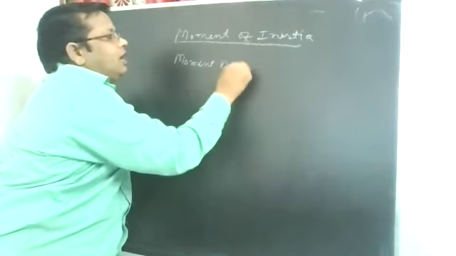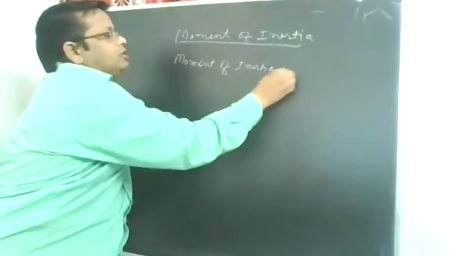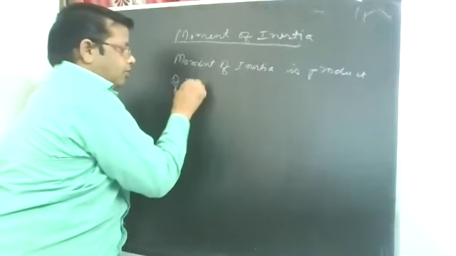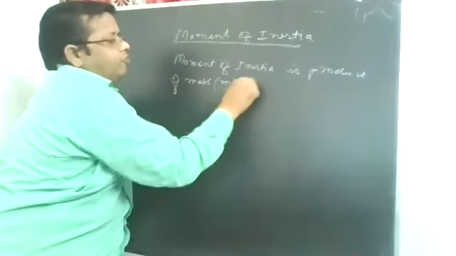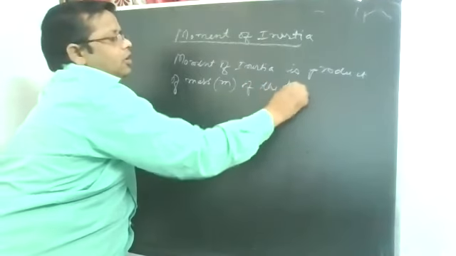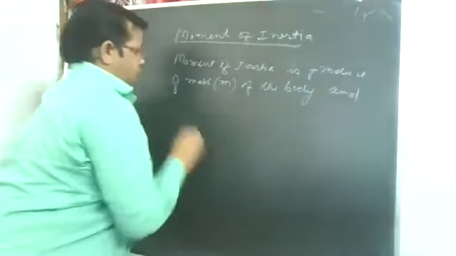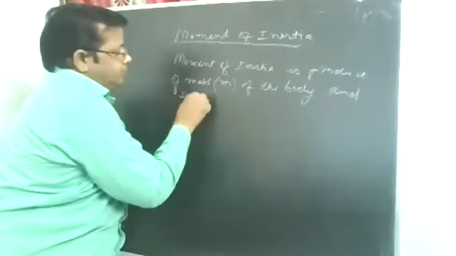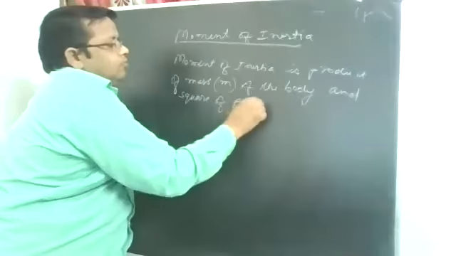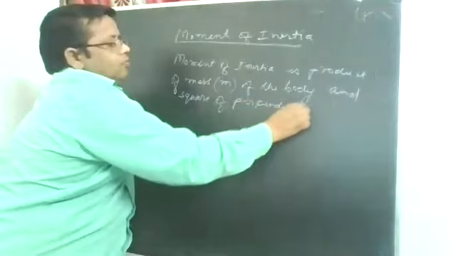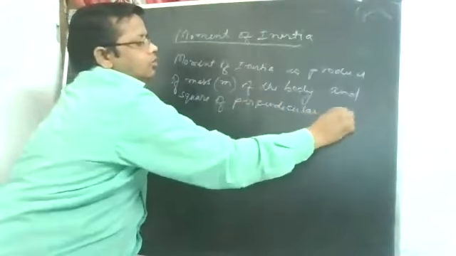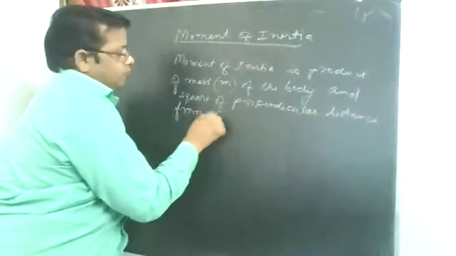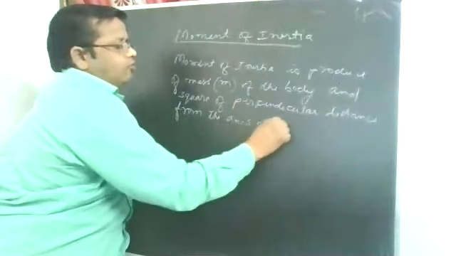Moment of inertia is the product of the mass of the body and the square of the perpendicular distance from the axis of rotation.